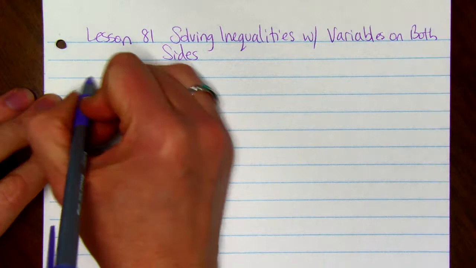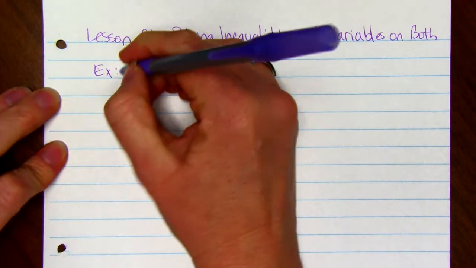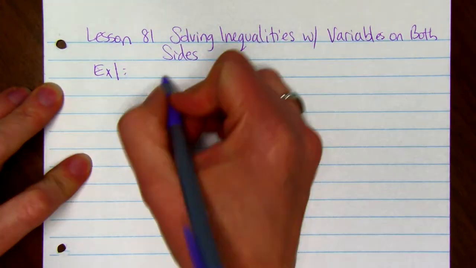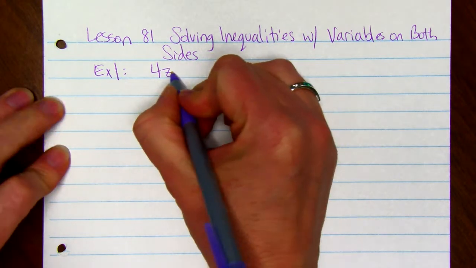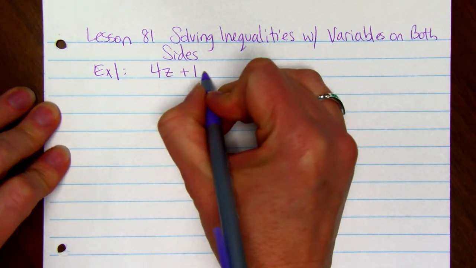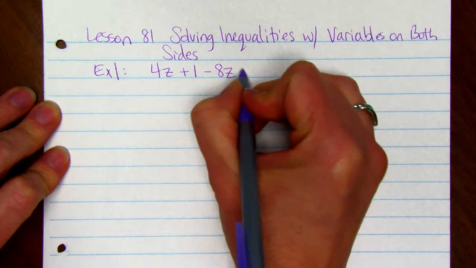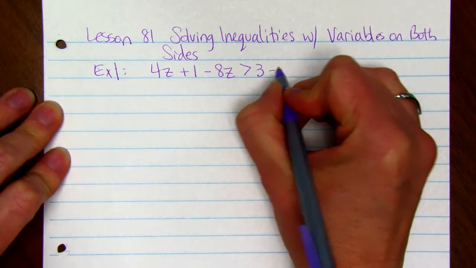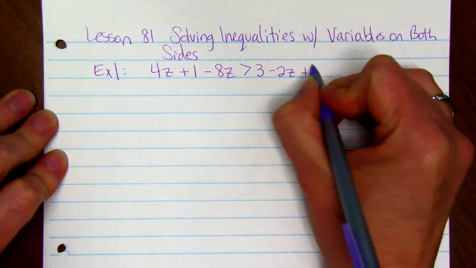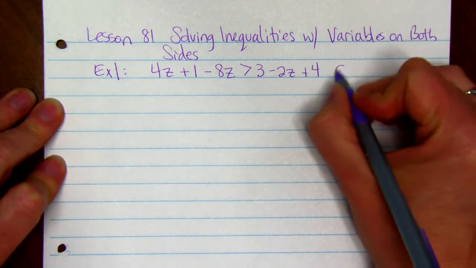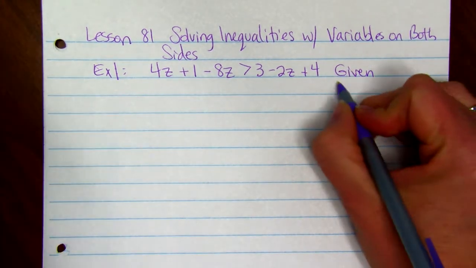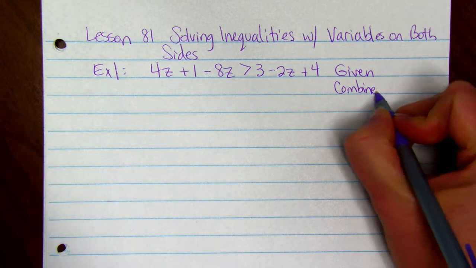So we're going to just start with an example of an inequality. We'll do example 1 with a z contained on both sides. 4z plus 1 minus 8z is greater than 3 minus 2z plus 4. So this is our given. Now we're going to combine like terms first.